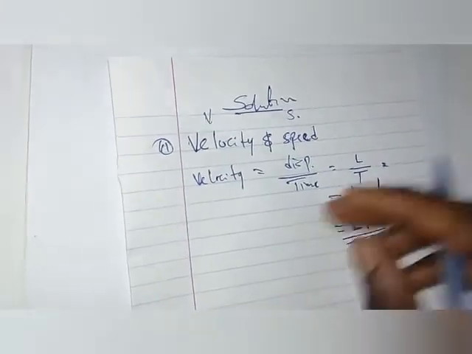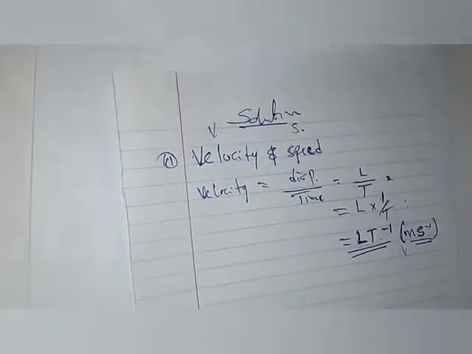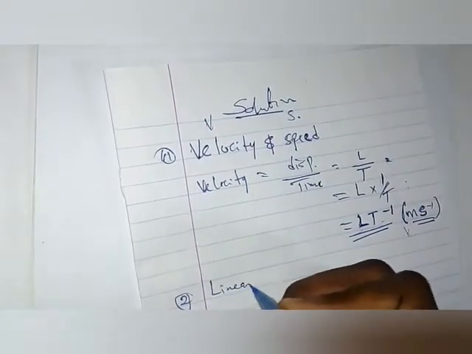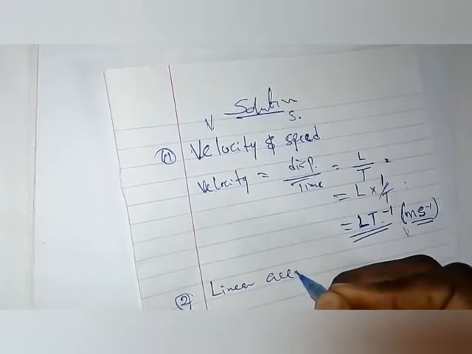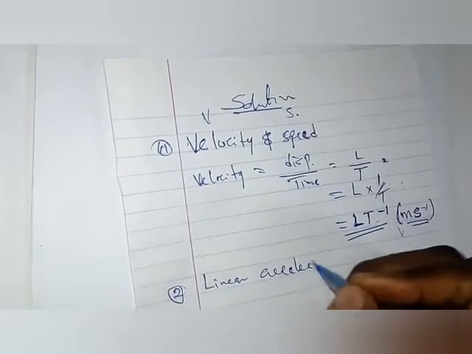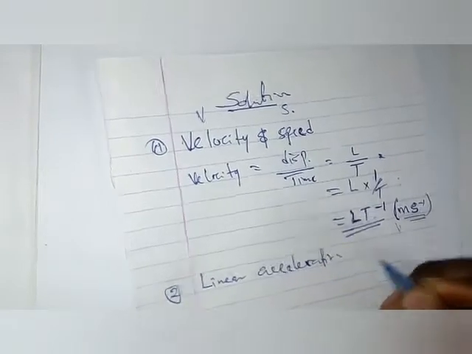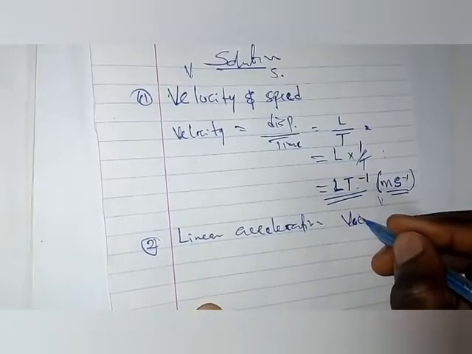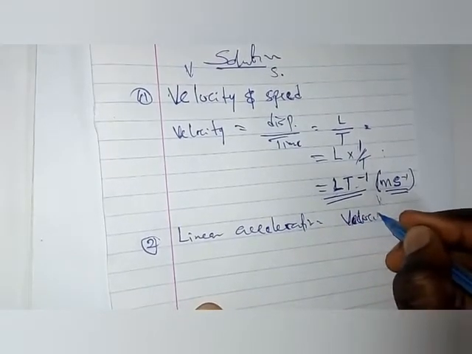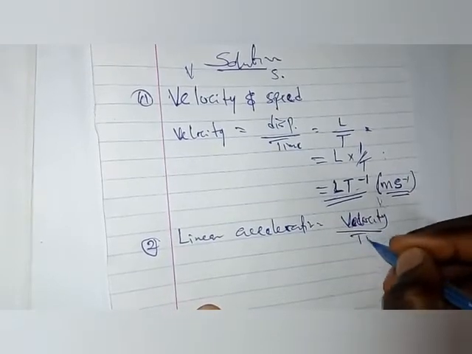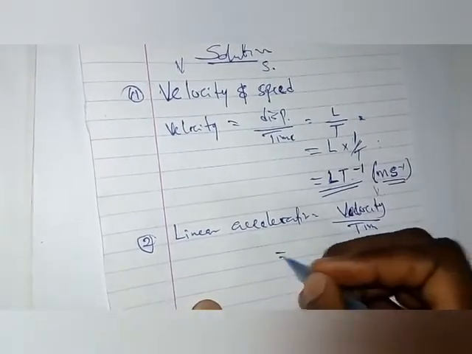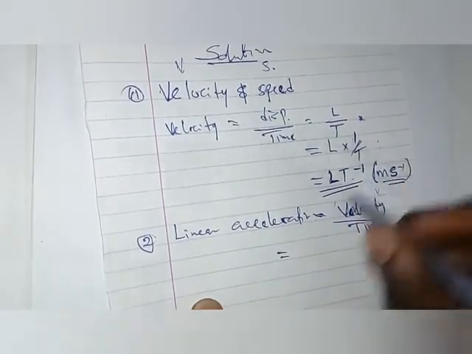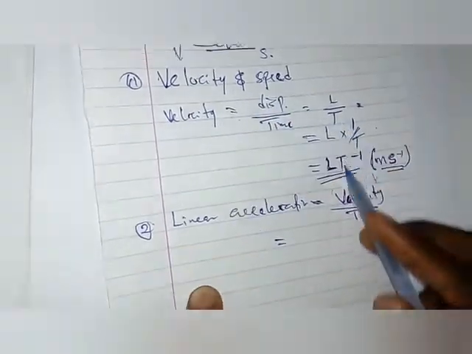So the next one here is what? The next one I'm having here with me is linear acceleration. Linear acceleration is just what? It is velocity over time taken. So the same thing, velocity over time taken. Since we know the dimension of velocity, if you follow this step, you will find it.